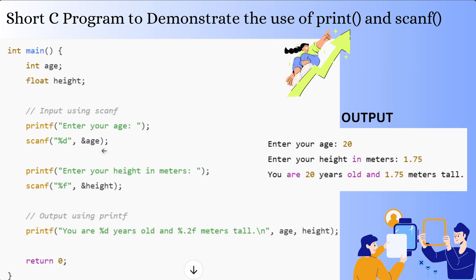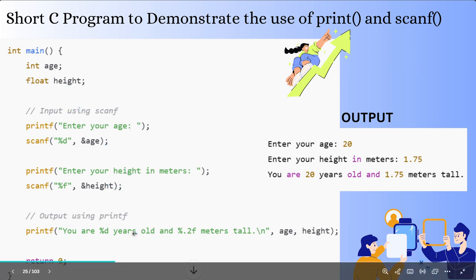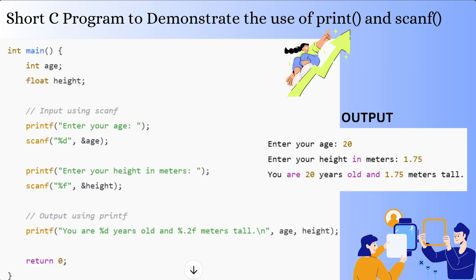Okay. Next, printf "enter your height in meters", then scanf "%f", comma, address of height. So %f tells the compiler what type of input you're taking, and then you're storing it in height, address of height. Finally, the last print statement is "You are %d years old, comma, %.2f meters tall, backslash n", age, comma, height, and then return.